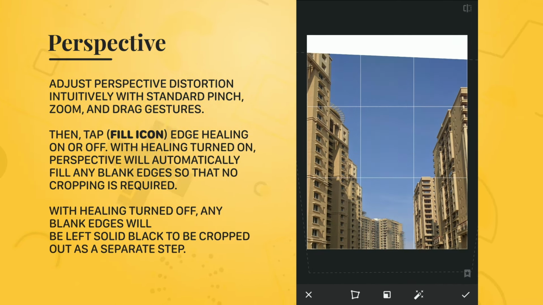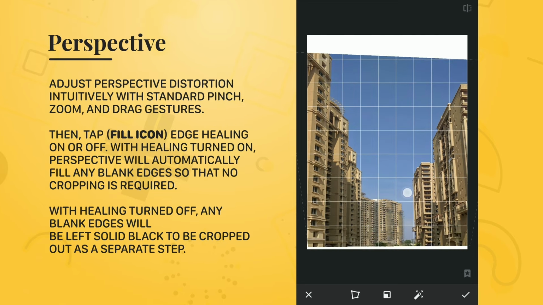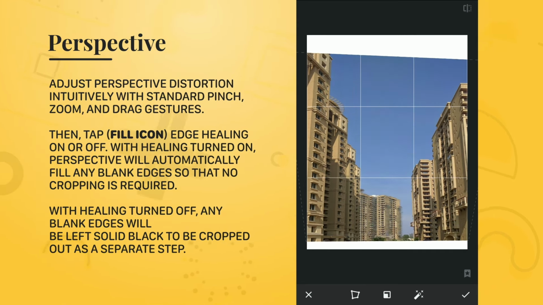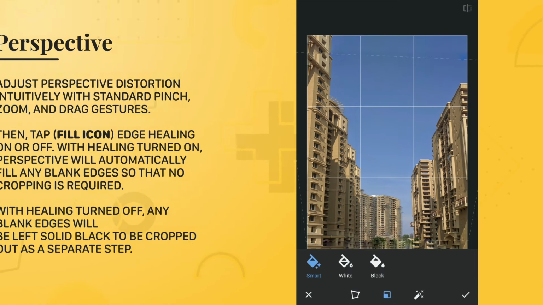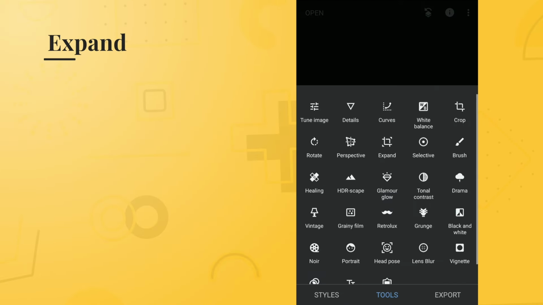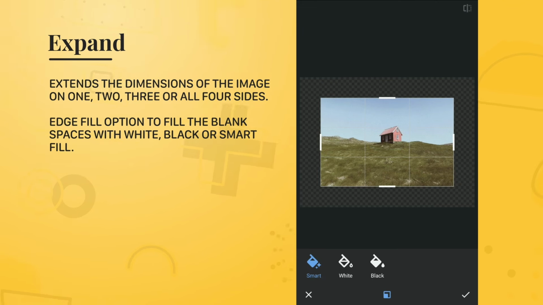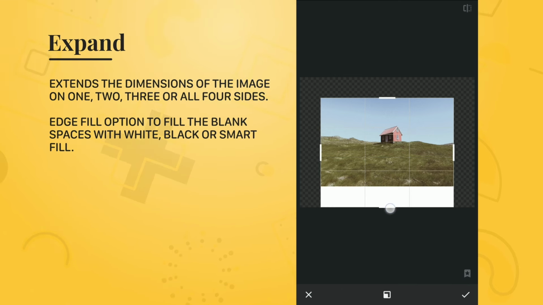If there are any blank spaces created due to perspective change, there are options to fill it with white, black or smart option, which uses smart intelligence to fill the image. You can use the expand tool to expand the image on all 4 sides or even one. There are filling options: white, black or smart fill.